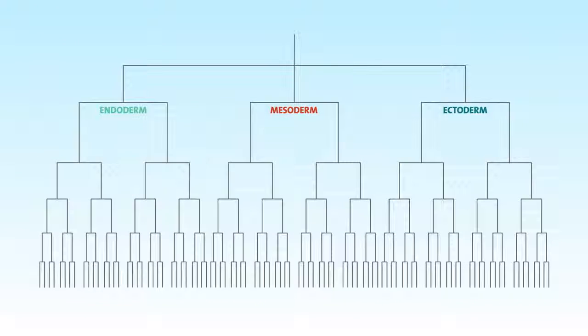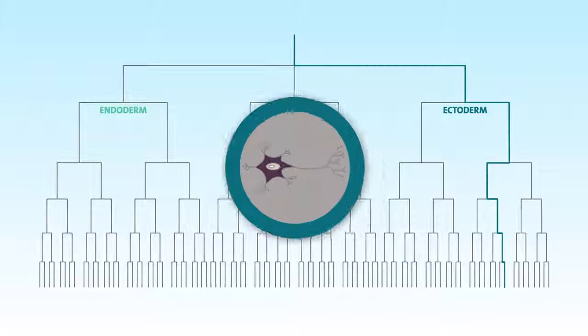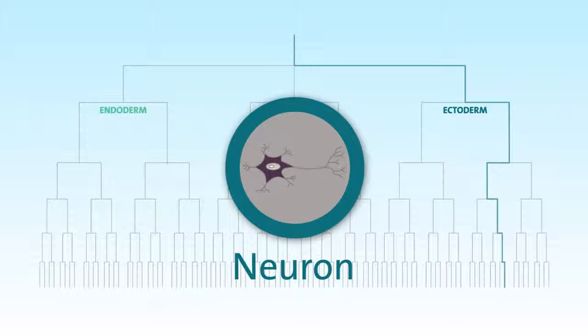Within each layer, a cell can differentiate into a number of cell types which are unique to that layer. The outermost germ layer is called the ectoderm. An ectoderm cell can become many different cell types, from a skin cell to a neuron.